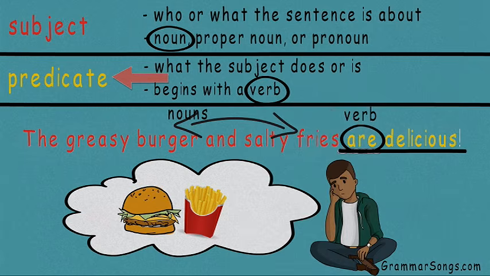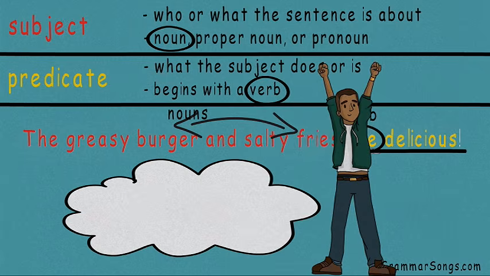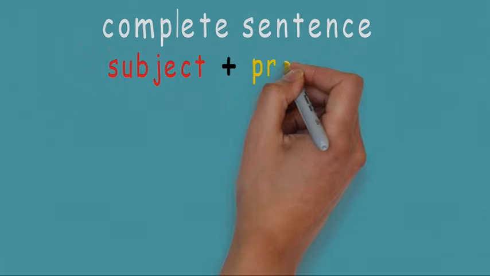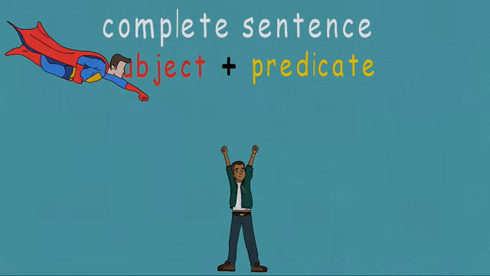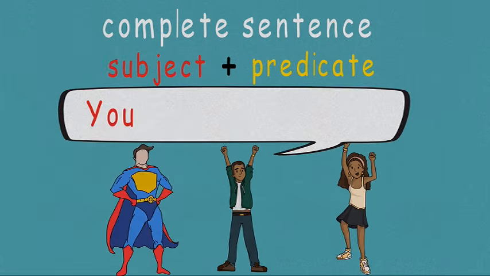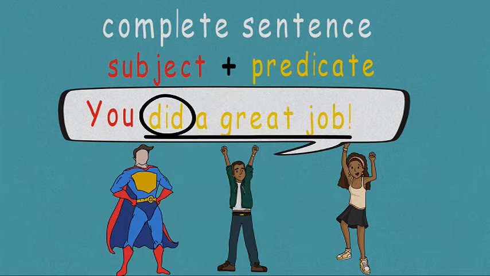Wait, they're delicious. Yum. So now you know a complete sentence has two parts, a subject and a predicate. You, subject, did a great job, predicate.